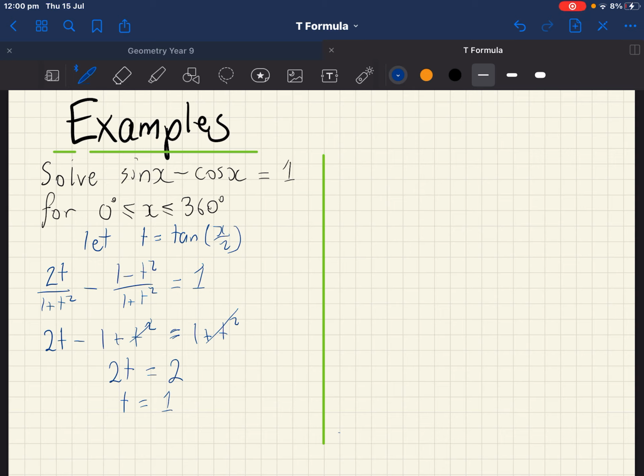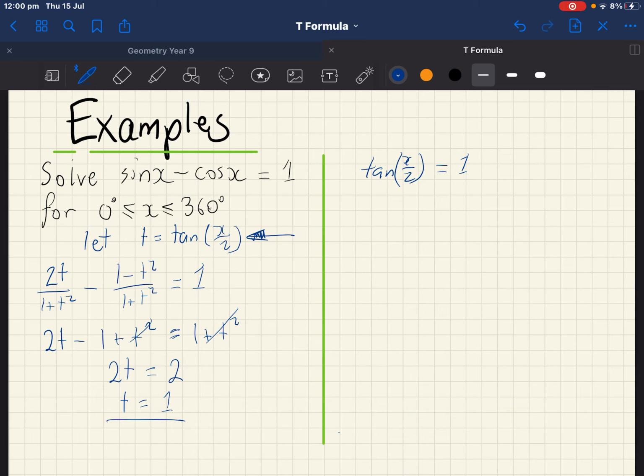Now, remembering the equation, we're trying to solve for x. T did not exist. We created t, right? We've found the solution for t. Now we need to go back to the substitution that we made. Since t is equal to tan x on 2, and we know t is equal to 1, that means tan x on 2 will be equal to 1. And this allows us to solve for x.